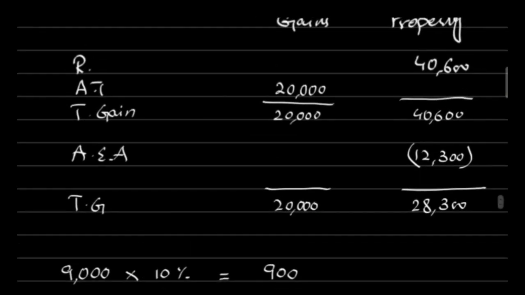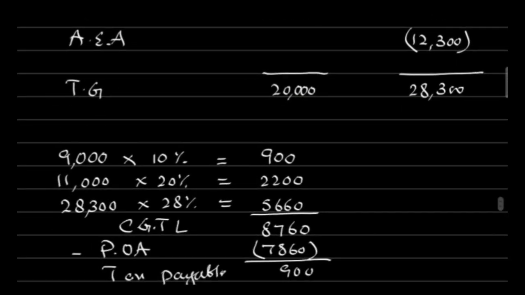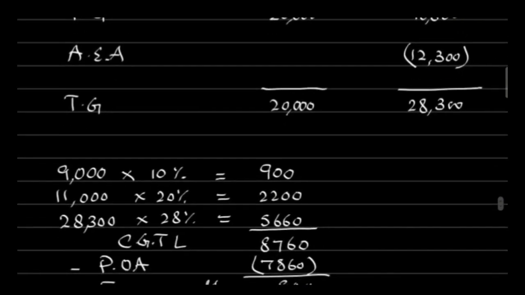So remember that first you have to deduct the annual exempt amount, and if there are any capital losses brought forward, from the residential property gain. And while calculating the tax liability, first you have to choose the other gains and calculate the tax liability on these other gains.